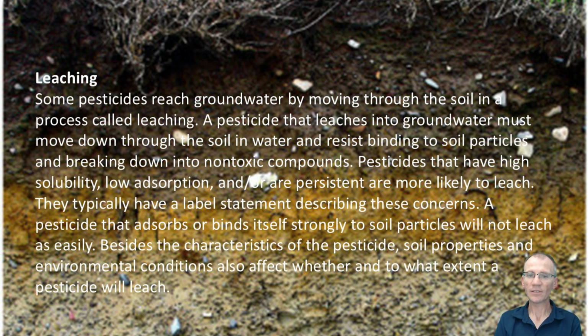Pesticides that have high solubility, low absorption, and are persistent are more likely to leach. They typically have a label statement describing these concerns. A pesticide that absorbs or binds itself strongly to soil particles will not leach as easily. Besides the characteristics of the pesticide, soil properties and environmental conditions also affect whether and to what extent a pesticide will leach.